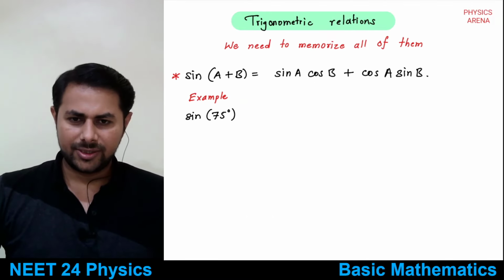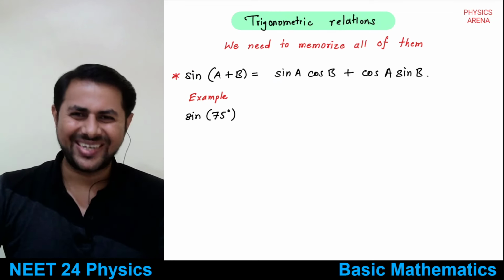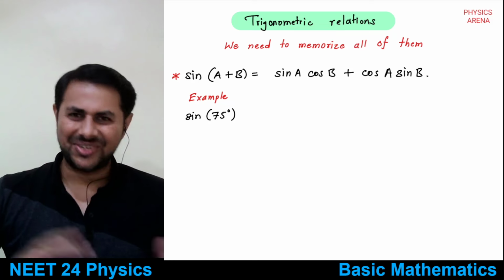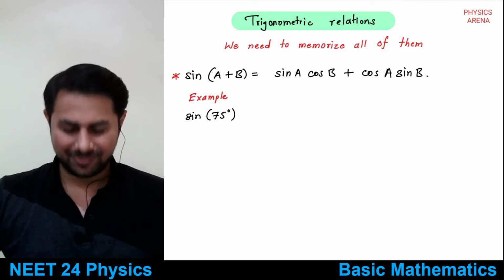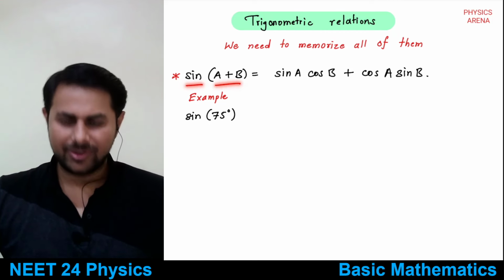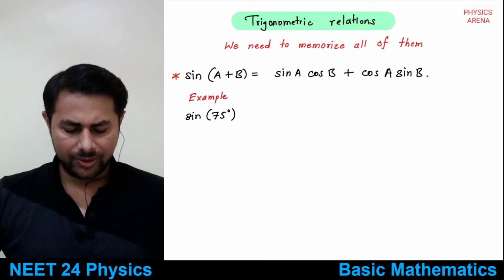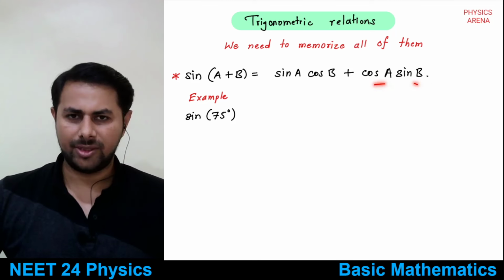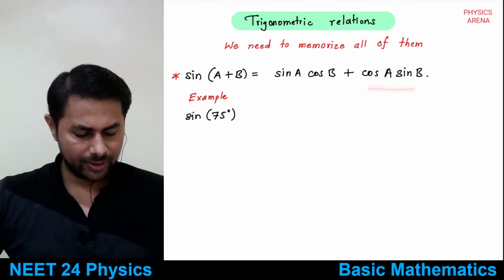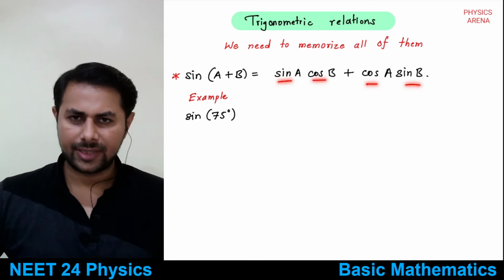Then next is the trigonometric ratios. I'm sorry, next is trigonometric relations. So suppose, for example, you have sine of the addition of two angles. You have A and B, these are two angles. You want to find out sine of their addition. So what will you do? The formula is sine A cos B plus cos A sine B. Again, you just need to remember this. There is no excuse, right? So sine A cos B plus cos A sine B.